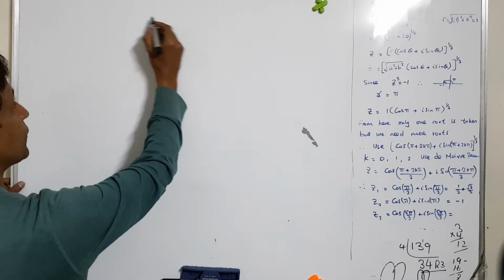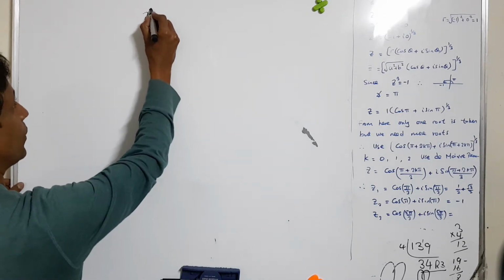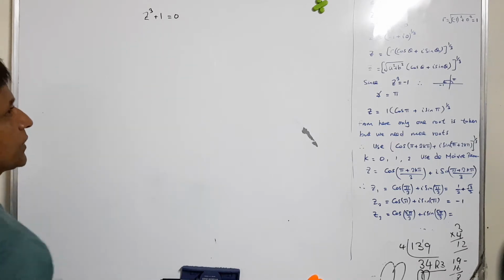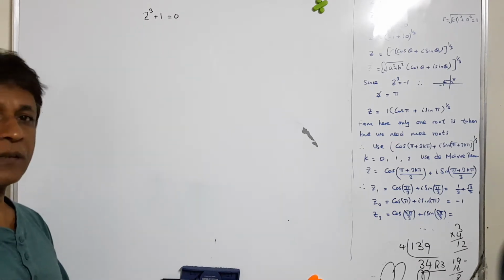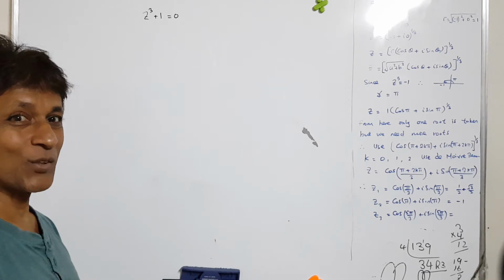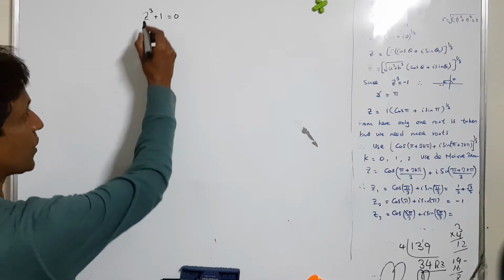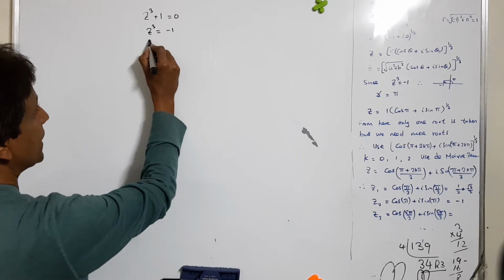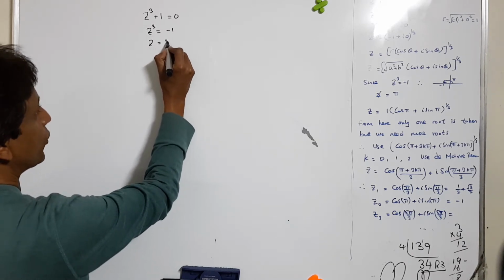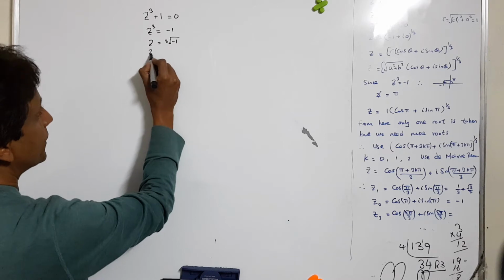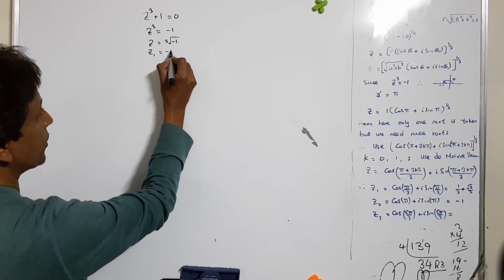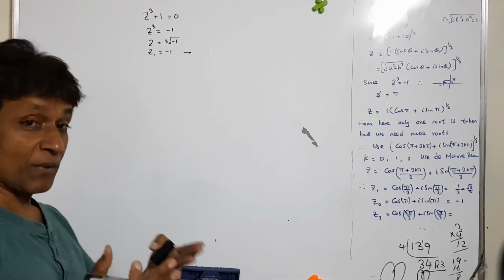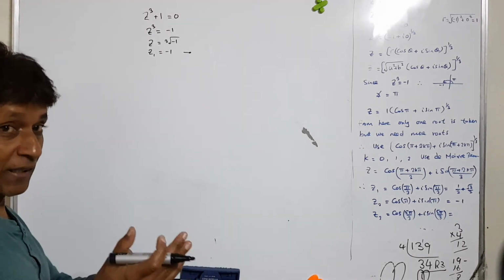Now, let's say z cubed plus 1 is equal to 0. How can I find all the roots of z cubed plus 1 equals 0? First thing we do is we say that z cubed is equal to negative 1, meaning that z is equal to the cube root of negative 1. Turns out that the first root is going to be equal to negative 1, so that's the answer. What about the other two roots of the complex number?